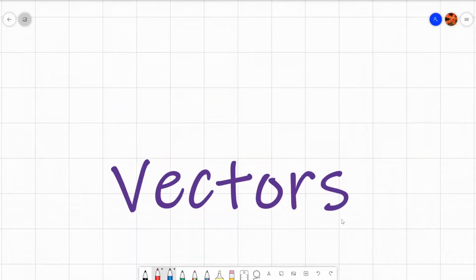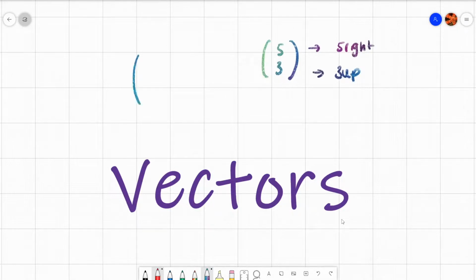Vectors. In today's lesson, we will be looking at what vectors are and answering some GCSE style vector questions. Now, you will already be familiar with vectors when looking at transformation of graphs. So you will have seen something like this, and that's a vector. You might say translate the shape by vector 5, 3.